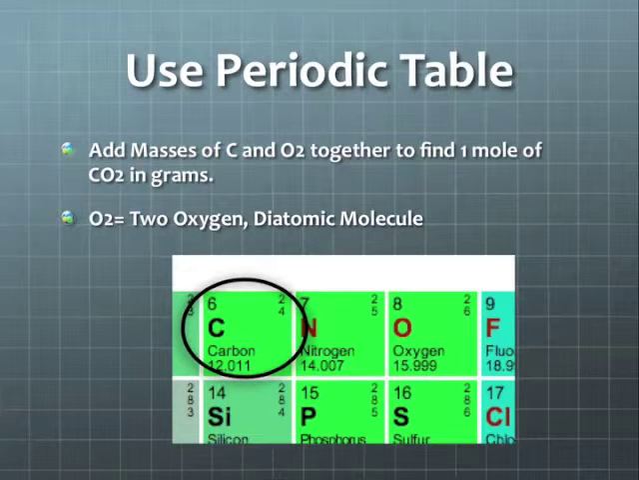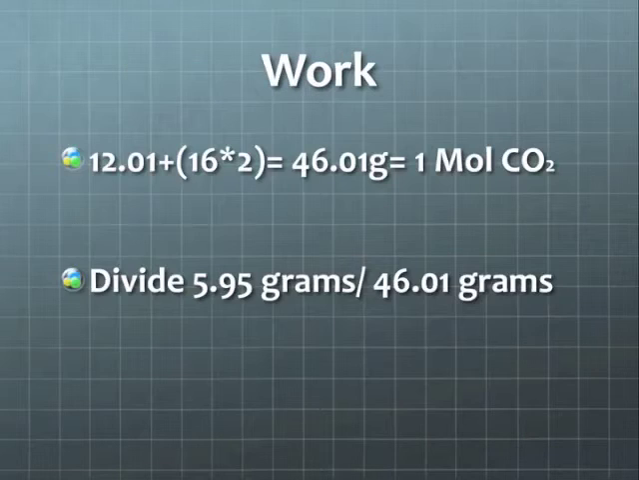When we look into the periodic table, we find the atomic mass values. After that, I added the atomic masses together. And for O2, since it is diatomic, there are 2 oxygens. After I added the masses together, I got 46.01 as the atomic mass, and the atomic mass is equal to the same amount in grams.